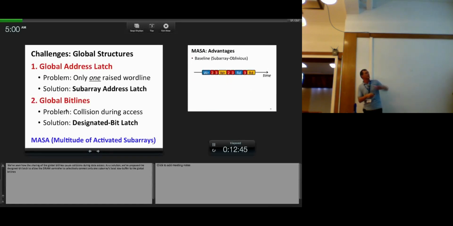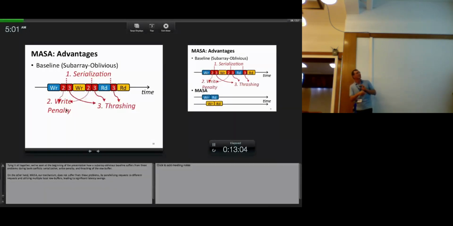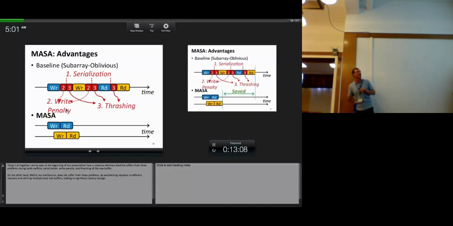And what is the effect of this? We call this a multitude of activated subarrays. This way you can activate multiple subarrays at the same time, and you can read from them mostly in parallel, actually in a pipelined manner. You have to send the addresses in a pipelined way. So what are the advantages? Remember, this was the baseline that I showed you earlier. This is the subarray-oblivious timeline of the requests that we've seen. You had serialization, write penalty, and thrashing, because all of these happen in a single bank.